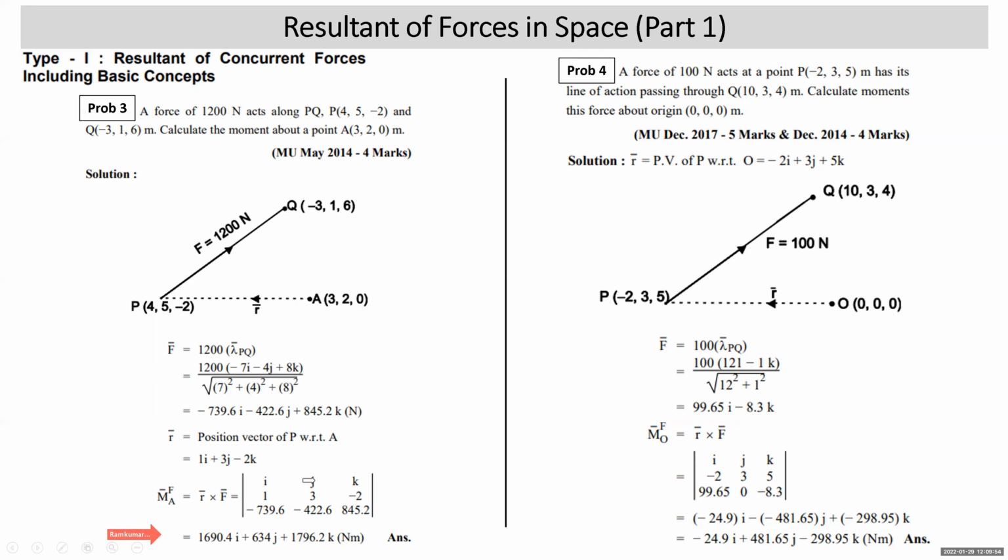Then we take minus J. Outside we write minus J. Row and column are cancelled. 1 into 845.2 minus minus 739.6 into minus 2. You will get the J coefficient. Then plus K. Then again 1 into minus 432.6 minus 3 into minus 739.6. So that comes out to be 1796.2. So this way we get the moment of this force F about A.